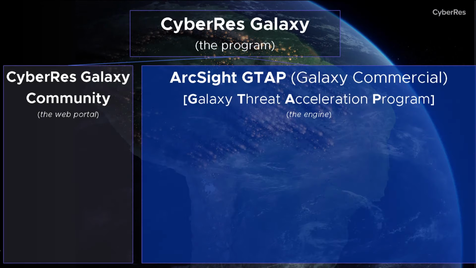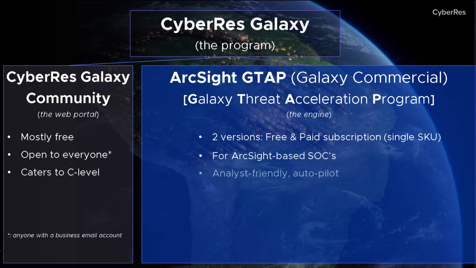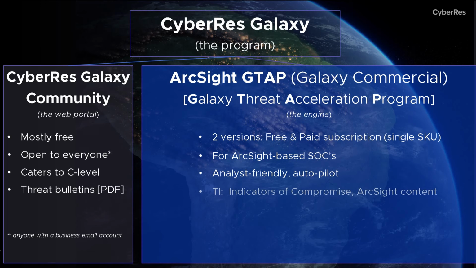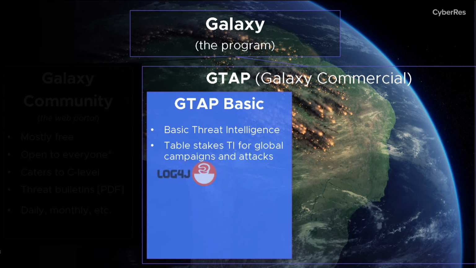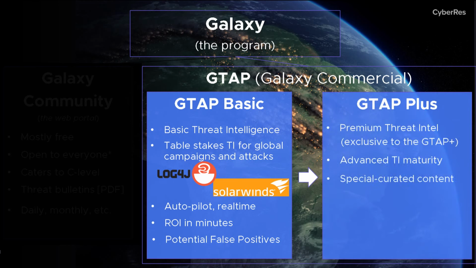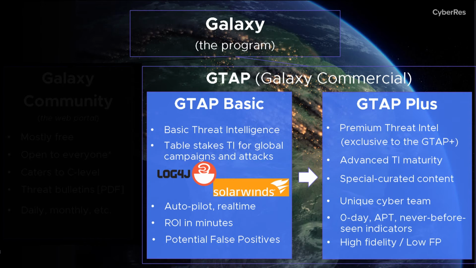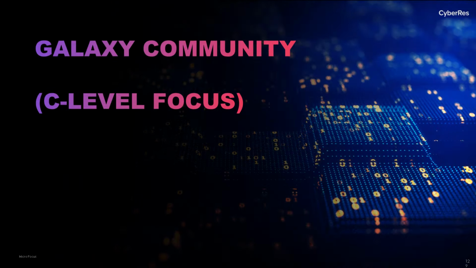Galaxy is the overall name of ArcSight's new threat program. Galaxy Community is the web portal, mostly geared towards CISOs. Galaxy Threat Acceleration Program, or GTAP, provides the threat intelligence service and will be our main focus today. GTAP has 2 options. GTAP Basic is the starting out-of-the-box option, providing real-time detection and response for known and well-publicized threats, like Log4j, SolarWinds, etc. GTAP Plus provides a high-confidence, low false positive premium TI service with a fixed price subscription fee.